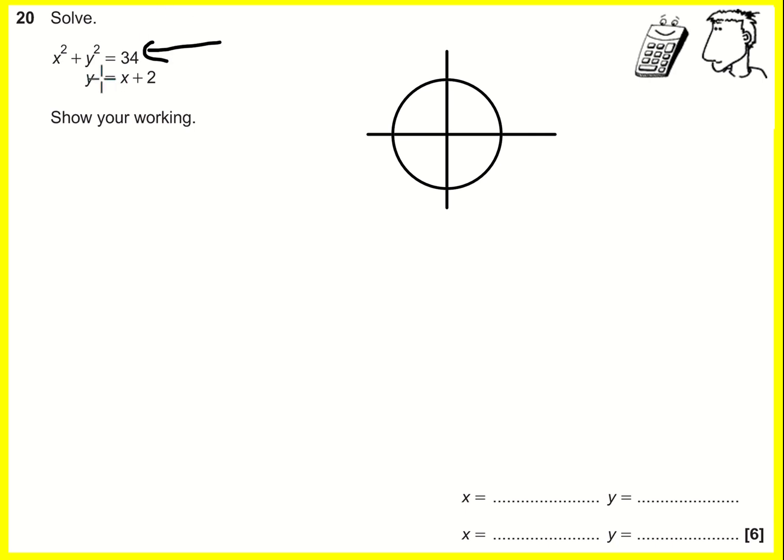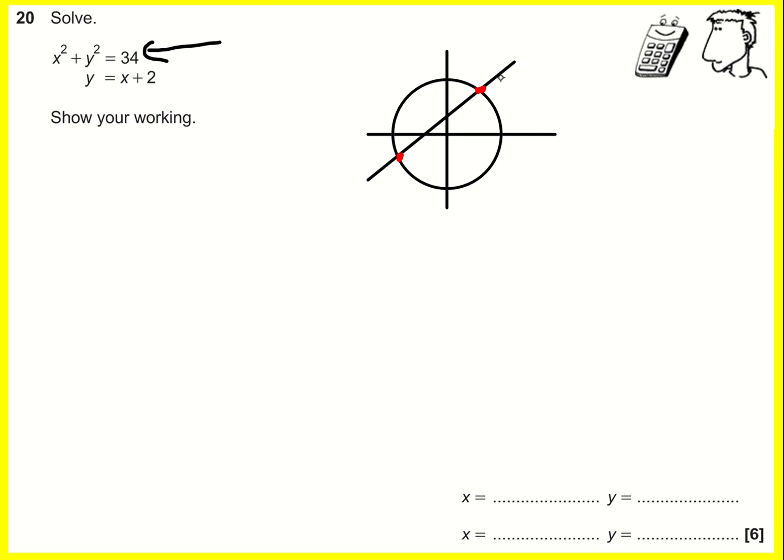And then the other line is y equals x plus 2. So that is a line with gradient of 1 and an intercept of 2. And so it might look a bit like so. And what we are interested in finding is where they cross, this point here and this point here.